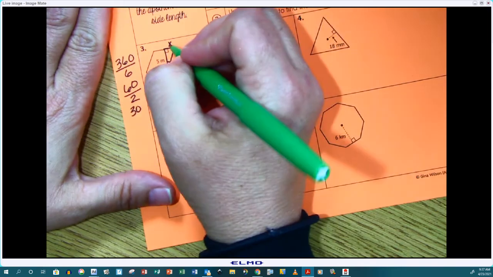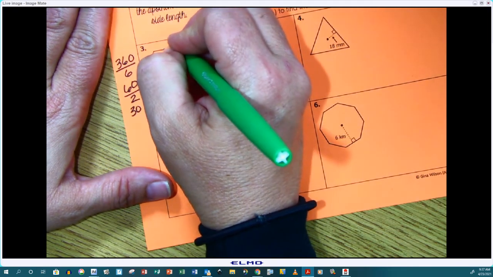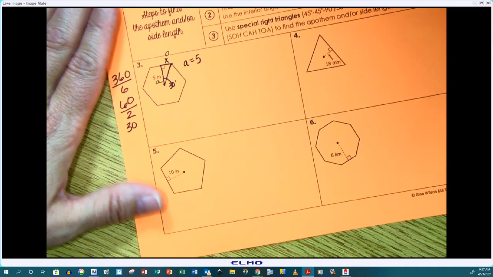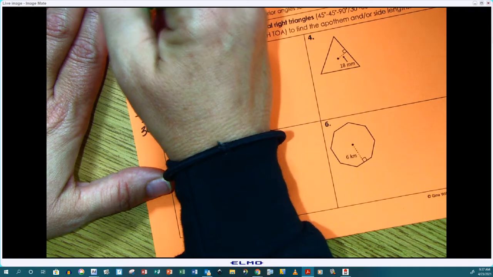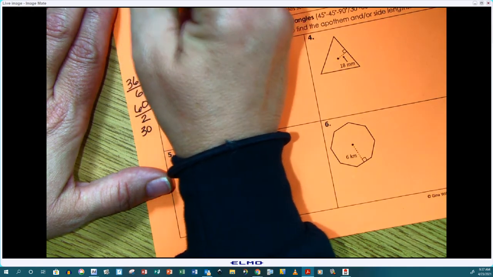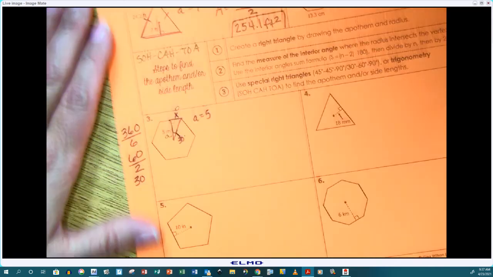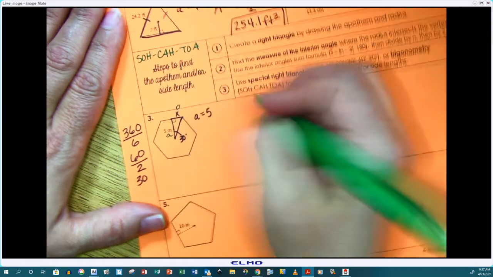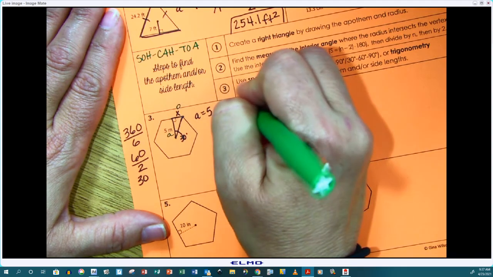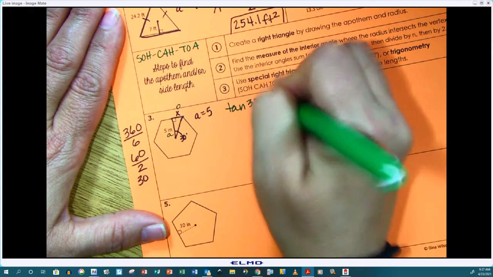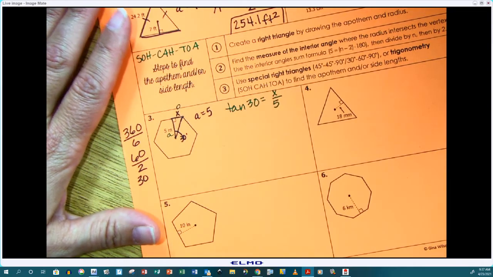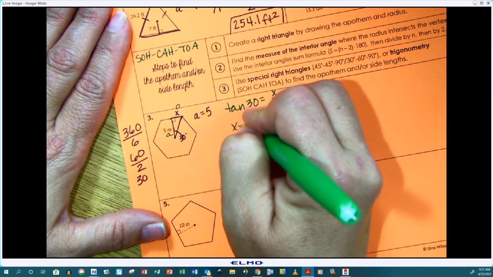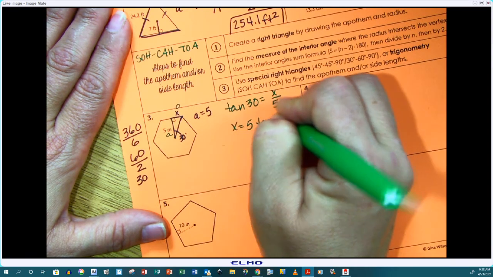So if I'm looking for this side right here, this side is opposite, this side is adjacent. So that means tangent, because remember, SOH CAH TOA. I have an O and an A, so you make sure you use tangent. So the tangent of 30 is opposite over adjacent. When X is my numerator, I'm going to cross multiply. So X is 5 times tangent 30.